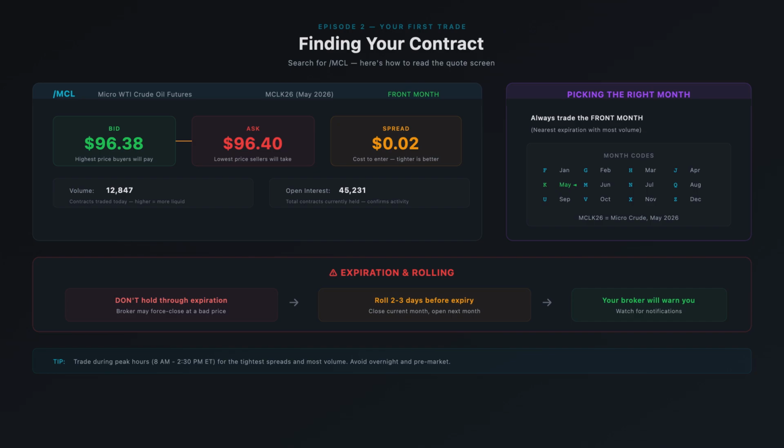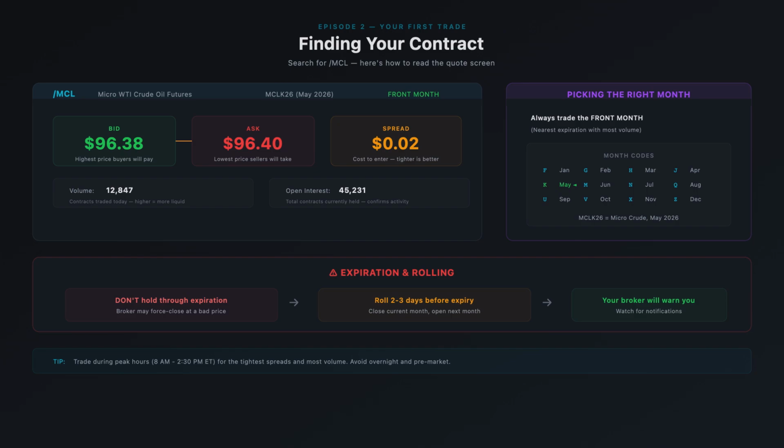Volume tells you how many contracts have traded today. Higher volume means more liquidity, easier to get in and out. You want to see at least a few thousand contracts. Open interest is the total number of contracts currently held. This tells you how active the particular expiration month is.